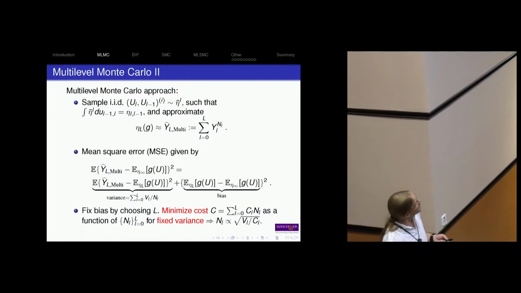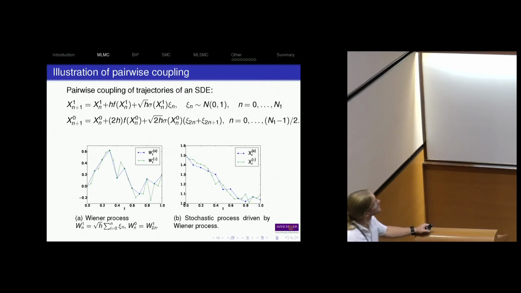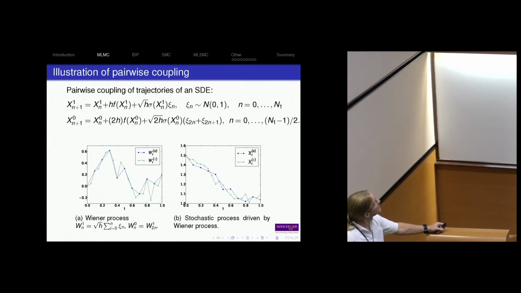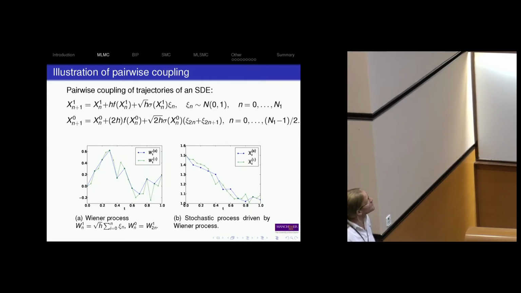All right, so before I make a rigorous statement about MLMC, let me just show you a quick description of what I mean by pairwise coupling, or how you would do that. For example, for the simplest case of vanilla MLMC for estimating an expectation with respect to an SDE, it's quite straightforward to do this. The pairwise coupling of trajectories in an SDE can be accomplished like this.